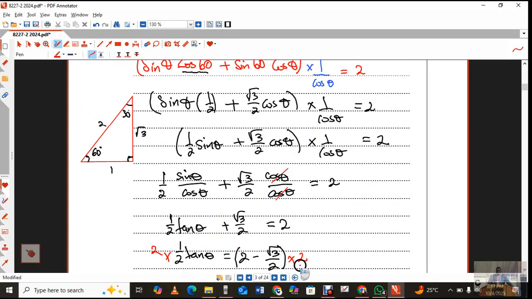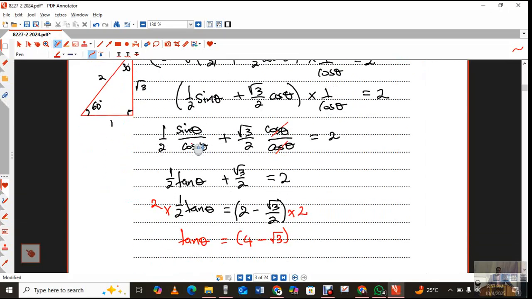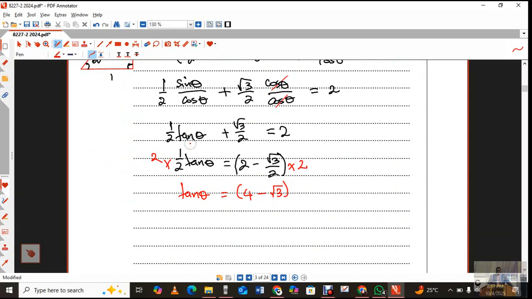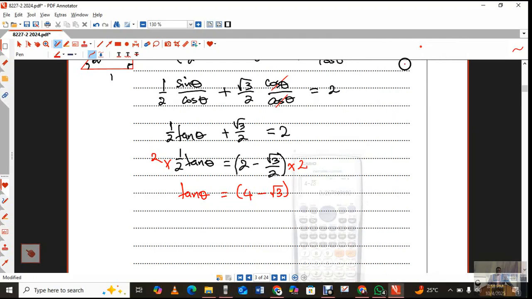Right, what is it that they are saying? They are saying that the angle is between 0 and 360 degrees. Okay, right. So what is this value, if you have to make sure? Is that value negative or positive? I'm going to say 4 minus root 3. So that value is positive. If you change it to a decimal, you will see that it's a positive number.